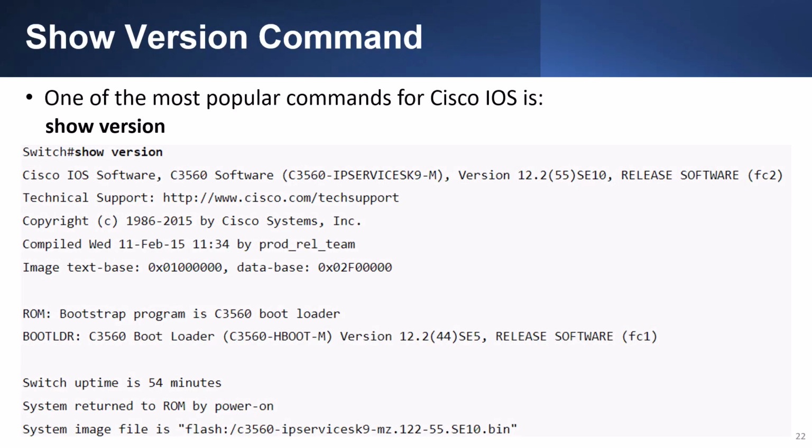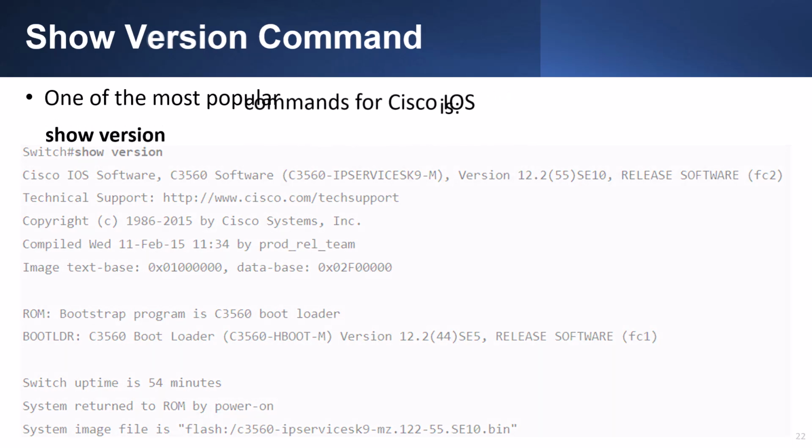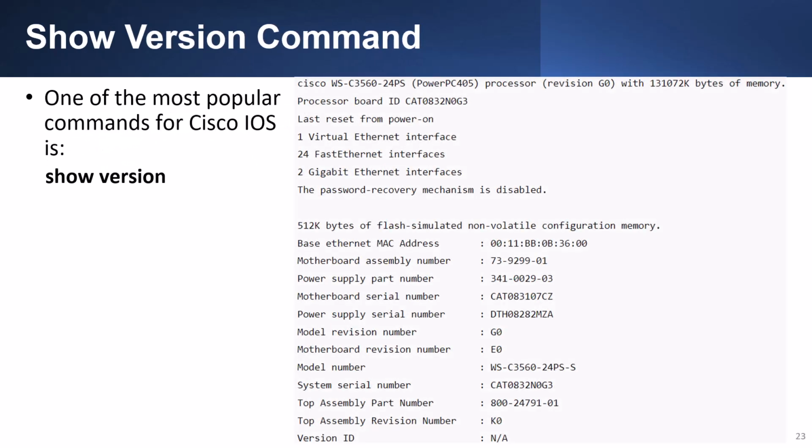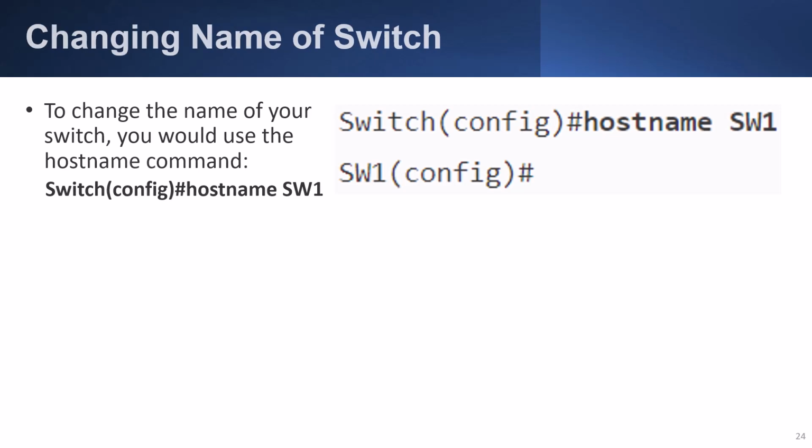One of the most useful and popular commands for Cisco IOS is show version. To change the name of your switch, you would use the hostname command as shown on the screen.